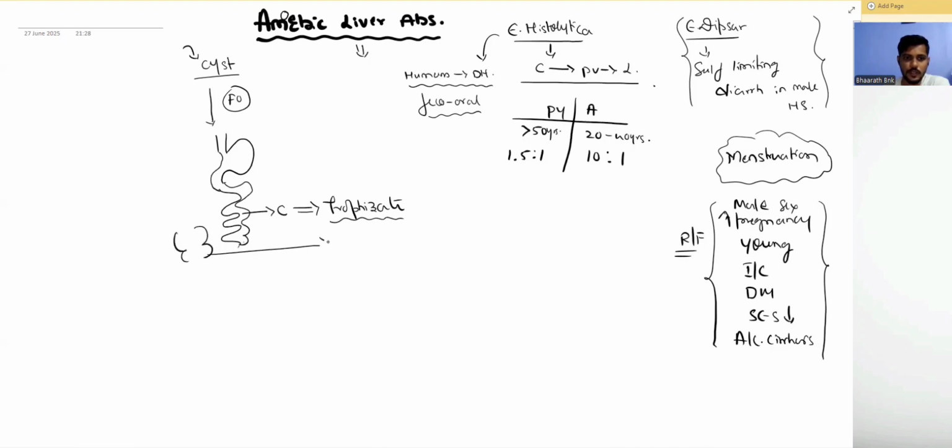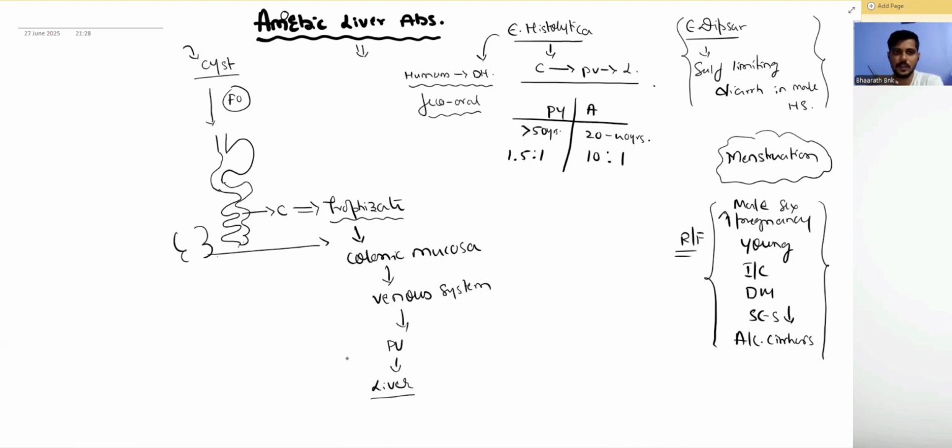Once this trophozoite enters the large bowel, it will invade the colonic mucosa, and then enter the submucosa. In the submucosa, it has an option to enter the lymphatics or the portal vein, but it selectively chooses to enter the venous system. It does not enter the lymphatics. All the blood from the gut is drained by the portal veins, so from there it will enter the portal vein, and from the portal vein it will enter the liver. Right?